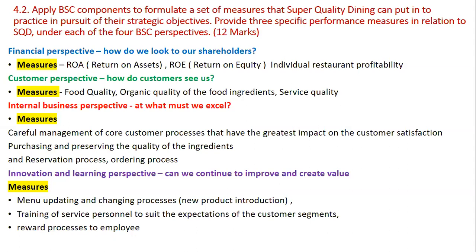Training of service personnel to suit the expectations of the customer segments. This is upmarket, as described in the mini case scenario. High-end, rich, wealthy families are coming. Then the customer service should be at a very high level. Your frontline staff, receptionists, public relations officers, doormen, barmen, and waiters, all those who come into first contact with the customers should be well trained. They should communicate very nicely.